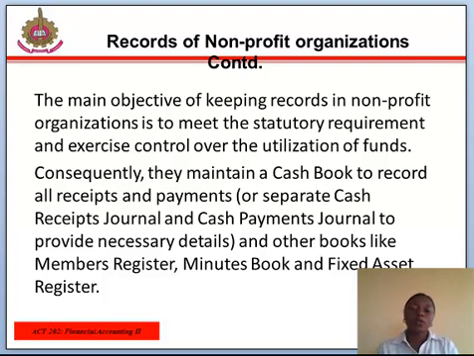However, it is worthy to note that non-trading organizations also maintain a ledger containing the accounts of all incomes and expenses, as well as assets and liabilities. This facilitates the preparation of final accounts at the end of the accounting year.